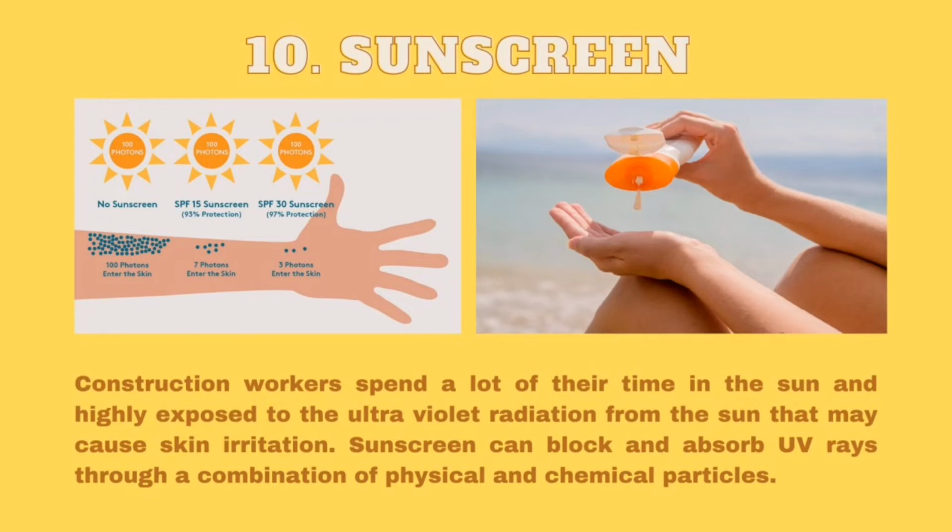Sunscreen works by blocking and absorbing UV rays through a combination of physical and chemical particles. Physical particles such as zinc oxide and titanium dioxide are used to reflect UV radiation from the skin. Ultraviolet protection factor clothing also works the same as sunscreen. UPF works by blocking about 98% of the sun's rays and keeps them safe from the sun's damage.